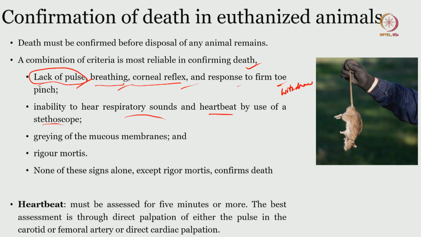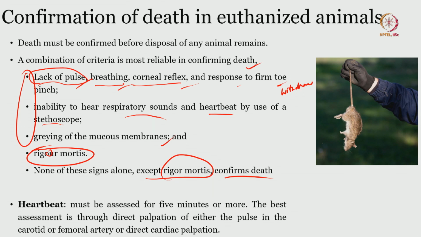And of course, another indirect method is graying of the mucous membrane, and rigor mortis is a very important parameter which will confirm the death of the animal. So, none of these signs alone except rigor mortis confirms death. That is very important. If there is rigor mortis, 100%, that means the rat is dead. However, if there is no rigor mortis, then you have to use this combination of signs to confirm the death.